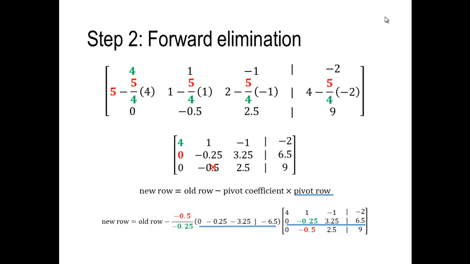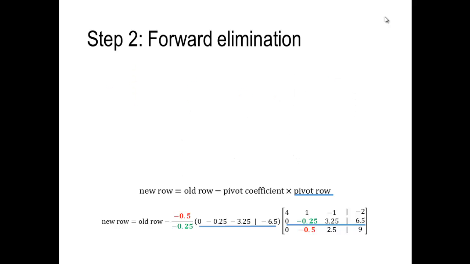And consequently, our pivot row has also changed. Since our pivot value is in the second row, the pivot row is now the second row. But it works the same way. The new row is the old row, 0, negative 0.5, 2.59, minus our pivot coefficient, negative 0.5 over negative 0.25, times the pivot row, 0, negative 0.25, negative 0.325, negative 6.5.